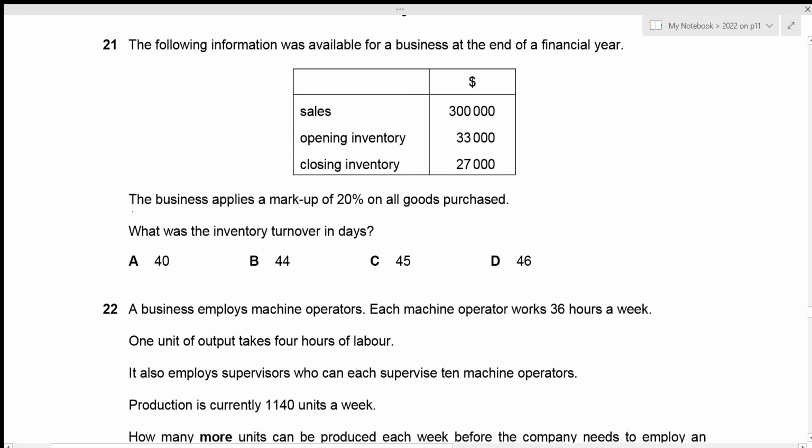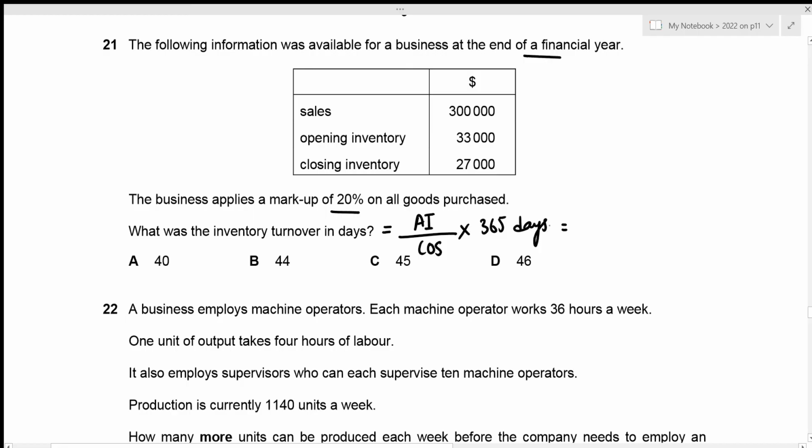The following information was available for a business at the end of a financial year. We're given sales, opening inventory, and closing inventory. And we're also told that a business applies a markup of 20% on all goods purchased. And we need to figure out the inventory turnover in days. So the formula for inventory turnover in days is average inventory divided by cost of sales times the number of days in a year, which is 365 days.